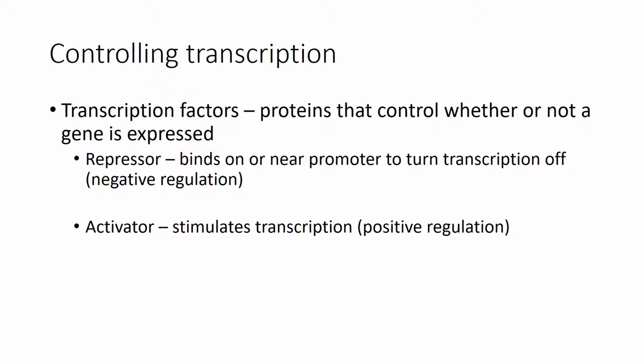So when we look at the two of these, they're basically just opposites. A repressor is going to turn off transcription, which is going to turn the proteins or the genes off that we're looking at, and the activator is going to turn the genes on that we're looking at.